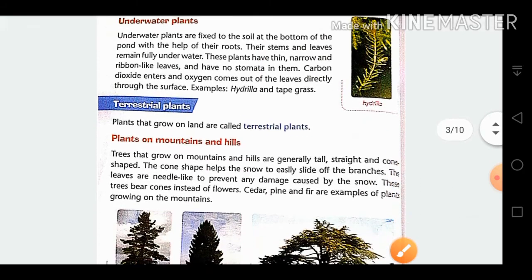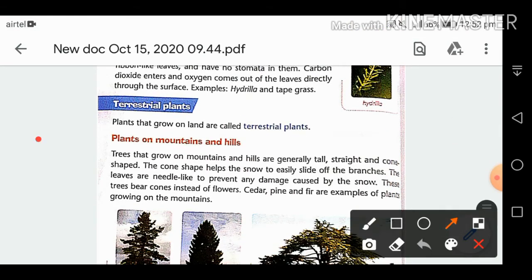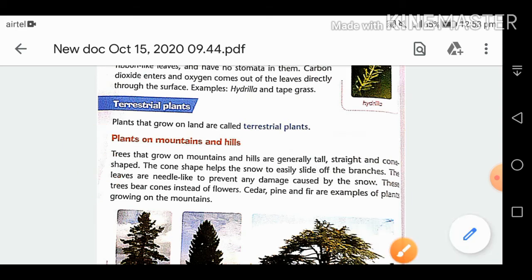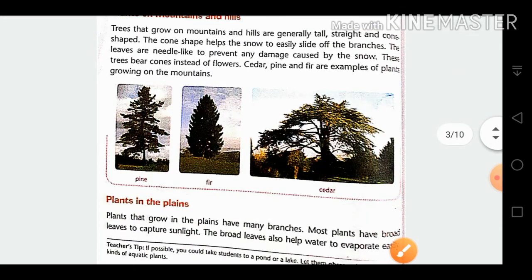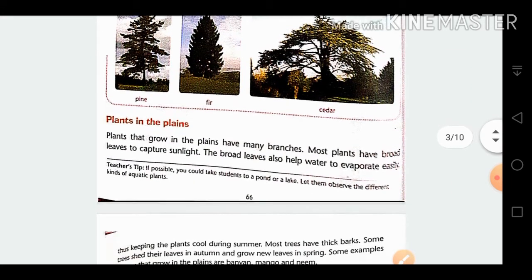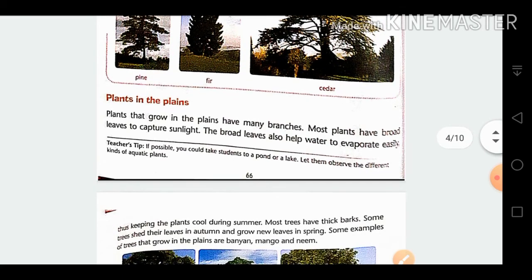The next one is terrestrial plants, the plants which grow on land. Land may be different. First are mountains and hills. The trees that grow on mountains or hills are generally tall. What are the features of these plants? They are tall, straight, and cone shaped. Why are they cone shaped? So that snow will slide off easily from their branches. Examples are deodar, pine, and fir. These are the plants that grow in mountains.